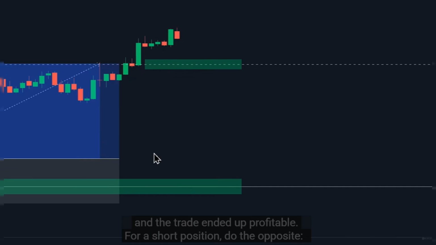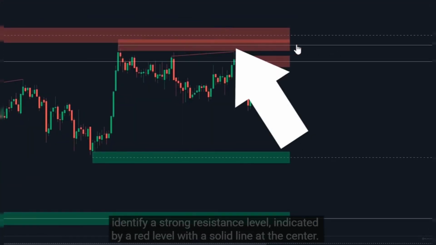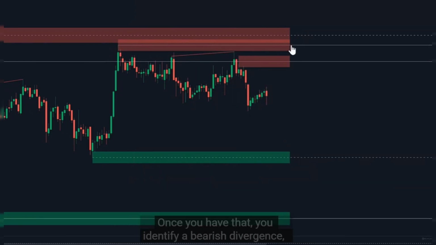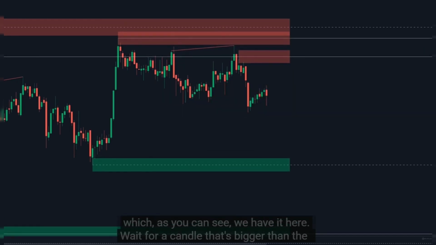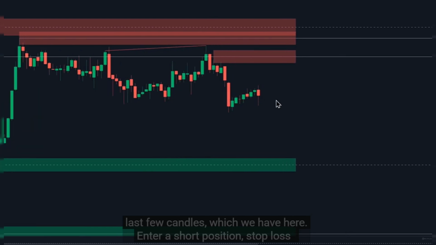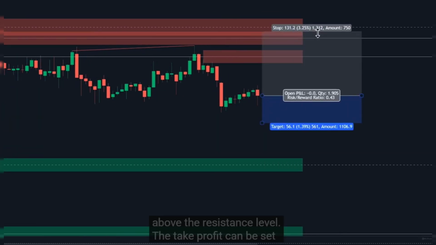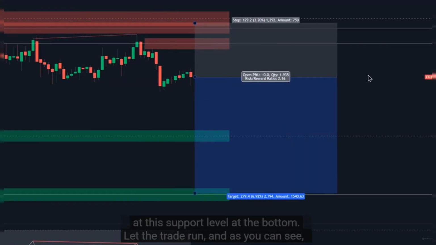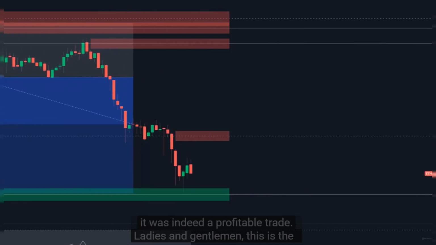For a short position, you want to do the opposite. You identify a strong resistance level indicated by a red level with a solid line in the center. Once you have that, you identify a bearish divergence, which, as you can see, we have it here. Now, you want to wait for a candle that's bigger than the last few candles, which we have here. Enter a short position, stop loss above the resistance level. The take profit can be set at this support level at the bottom. Let the trade run. And as you can see, it was profitable.